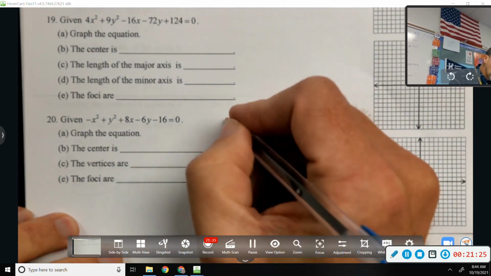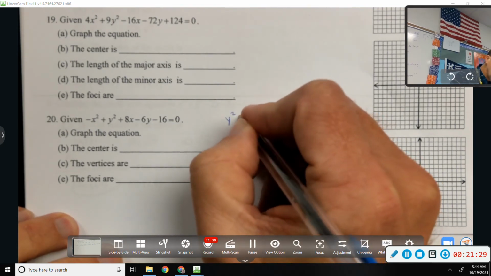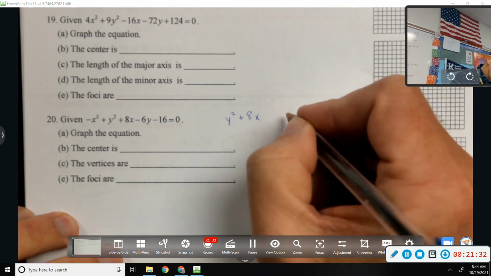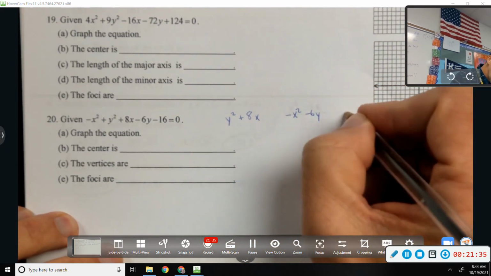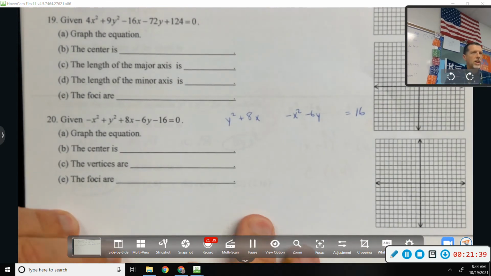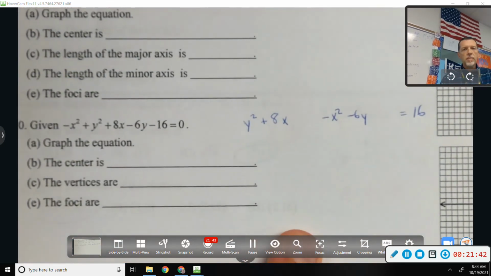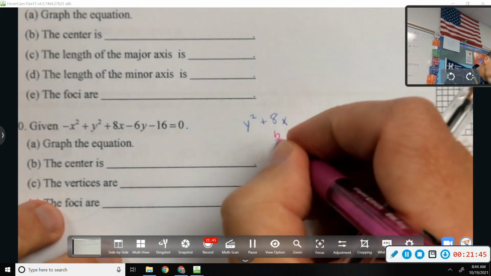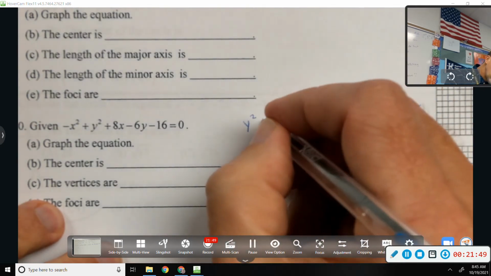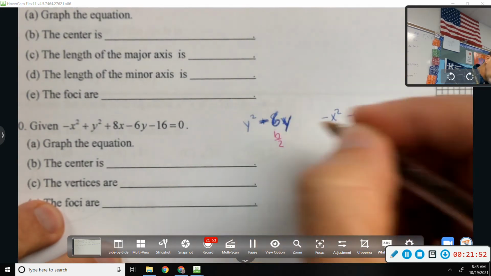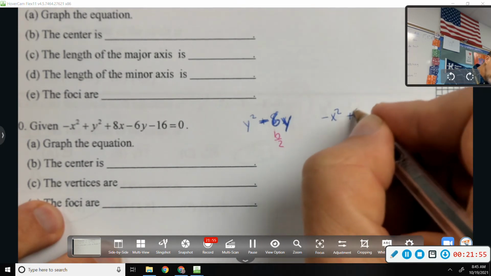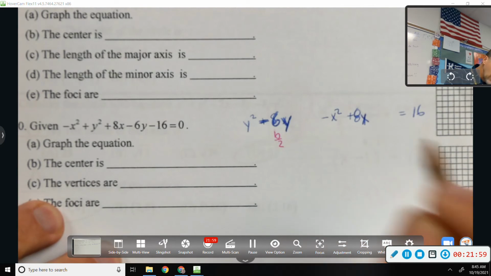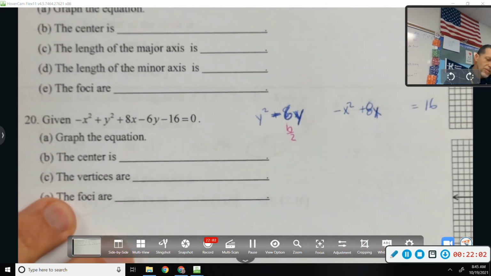This seems out of order to me, so I'm going to put the y squared first because I want the positive one first. And then move the 16 out of the way. Wait, you put the 8x there. It's supposed to be negative 6y. Sure is. Y squared minus 6y minus x squared plus 8x. Thank you, got to catch me before I get further into that. So half it, square it, add it. Half of b is negative 3. Square it, we get 9.